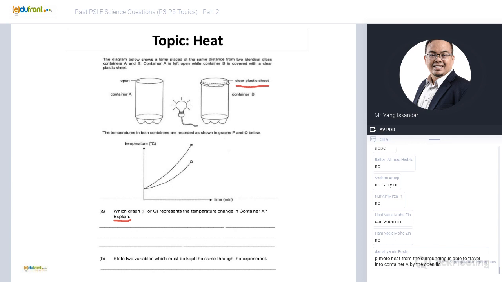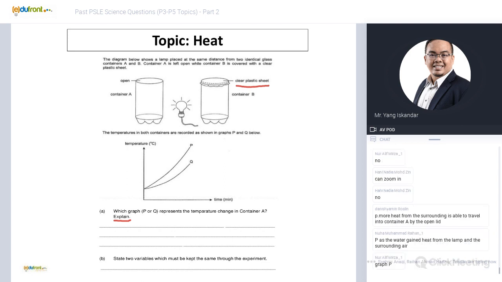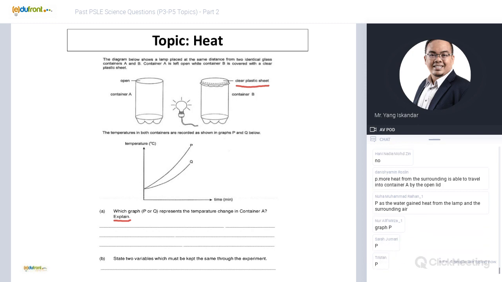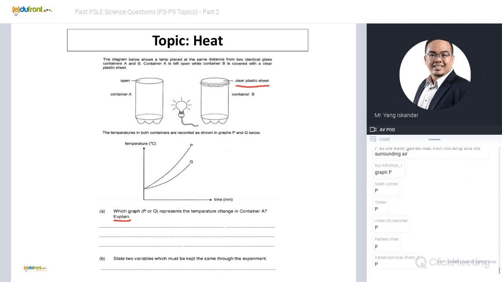Okay, everybody try and participate and write your answer in the chat function here. Okay, Danish say P, Nuha say P. Nuha, is there water inside? Are you sure there is water? Okay, so P seems to be a favorite answer. Oh, somebody wrote Q. You see. Inrajit Q.